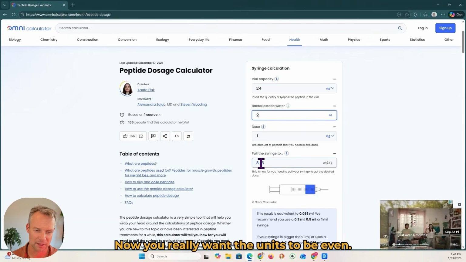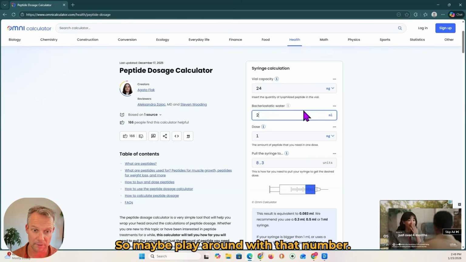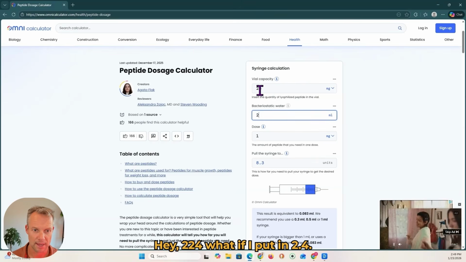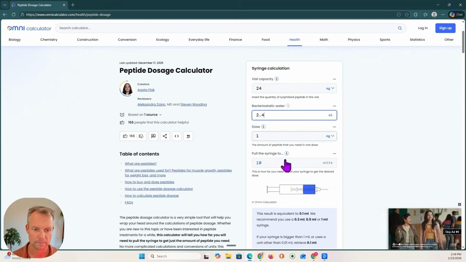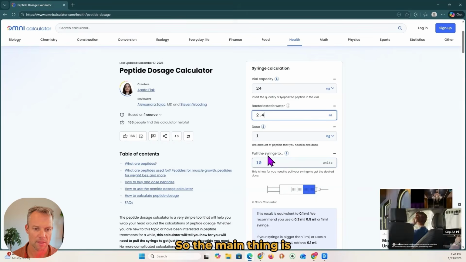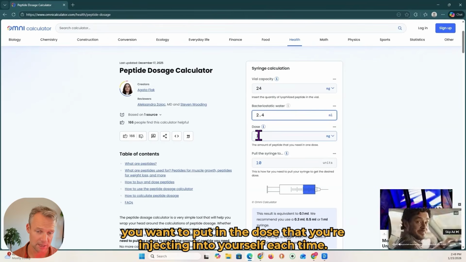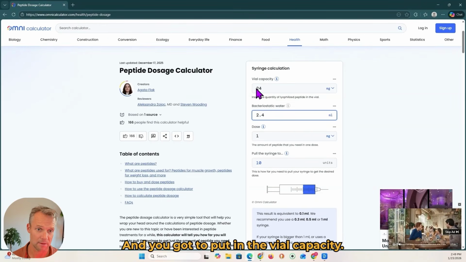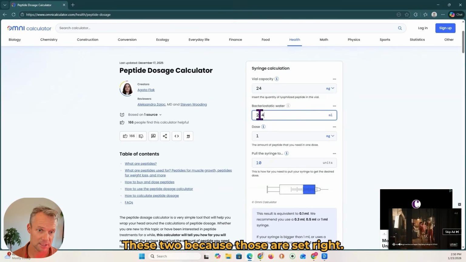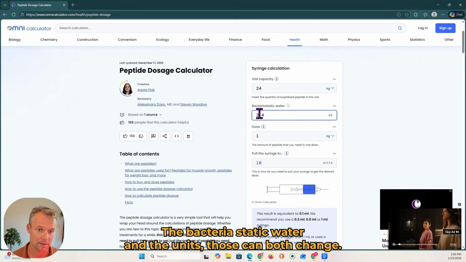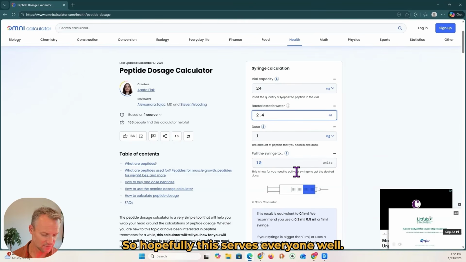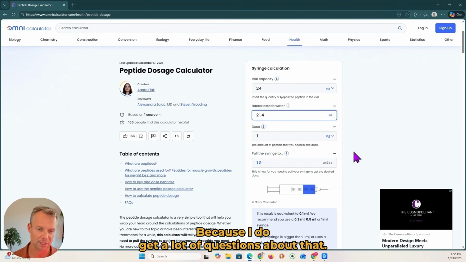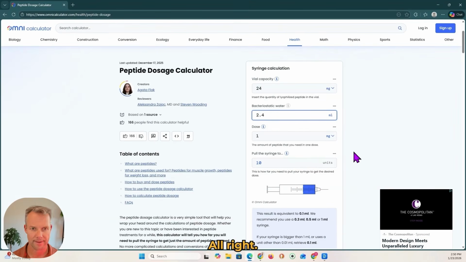Now, you really want the units to be even, so maybe play around with that number, but I'm going to just notice, hey, 24, what if I put in 2.4? Comes out to 10 units. So the main thing is you want to put in the dose that you're injecting into yourself each time, and you got to put in the vial capacity. These two, because those are set, right? The bacteriostatic water and the units, those can both change. So you can enter one to get the other. So hopefully this serves everyone well, because I do get a lot of questions about that and it can be confusing. All right, take care.